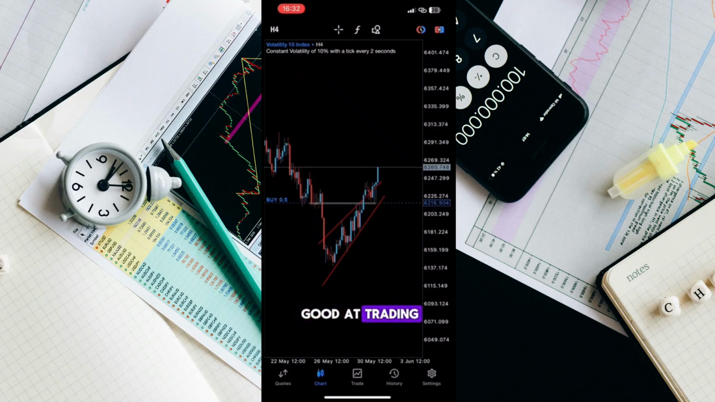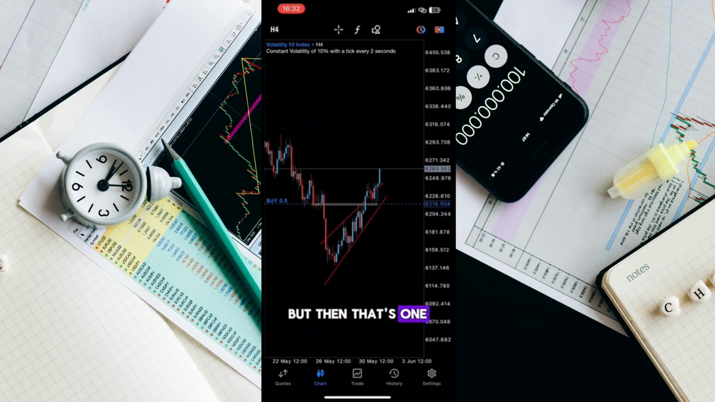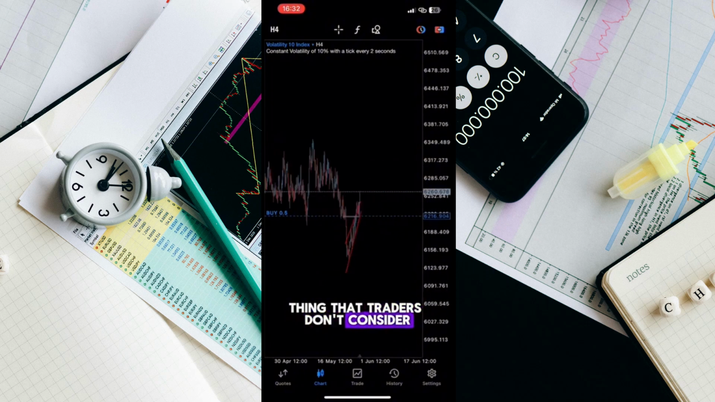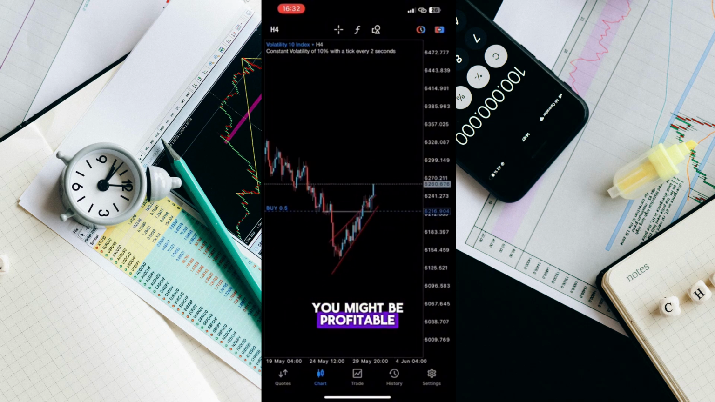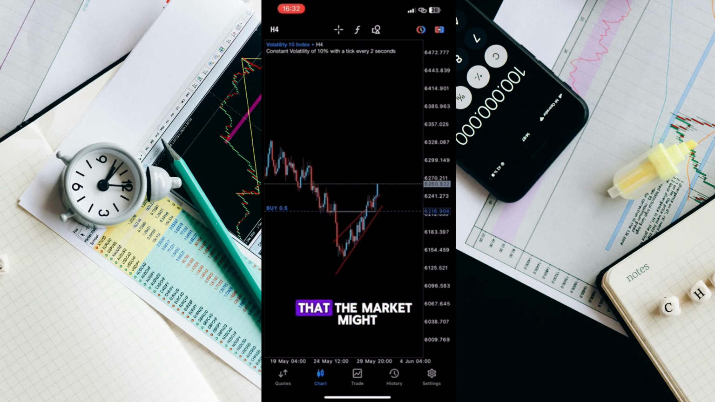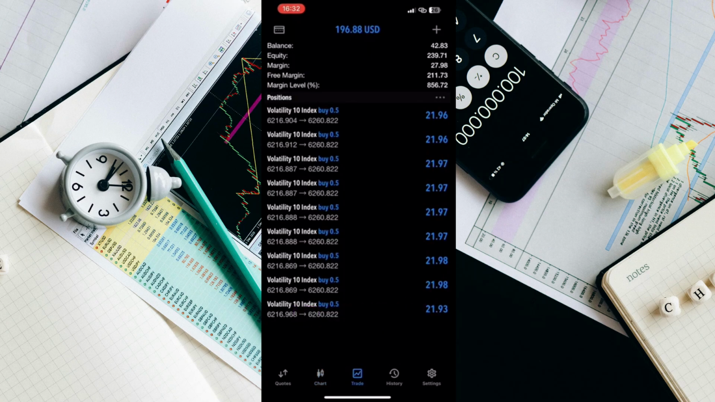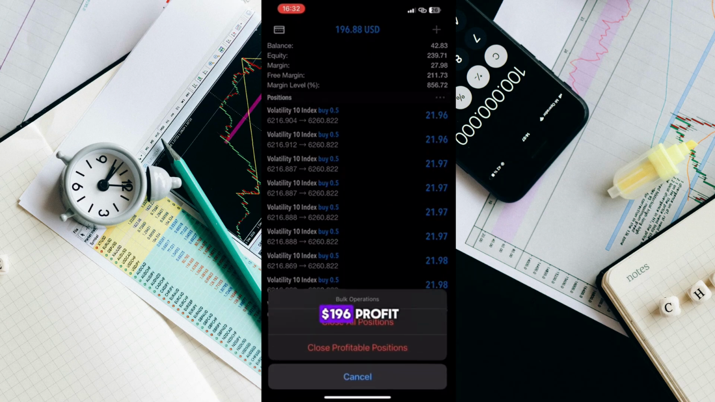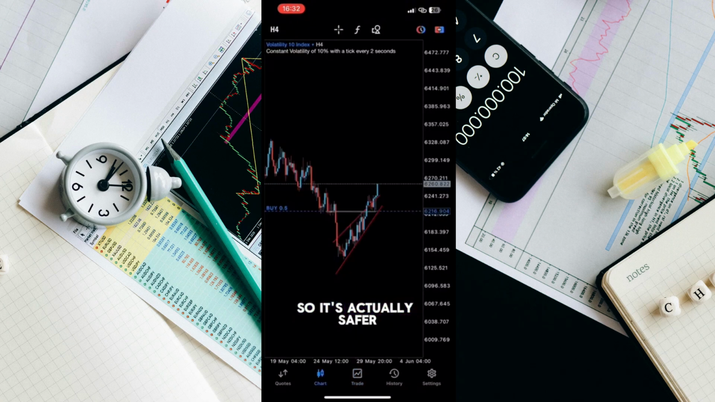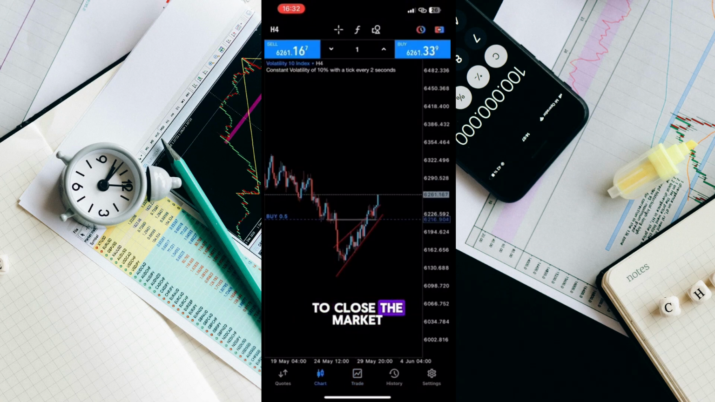Perhaps you are very good at trading, but that's one of the things that traders don't consider when they are trading. You might be profitable, but what are you doing about it? Because you are always afraid that the market might go the other way. Anyway, now we're in $196 profit. So it's actually safer to close the market.